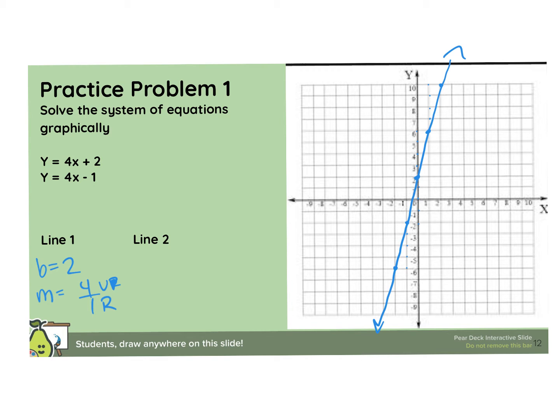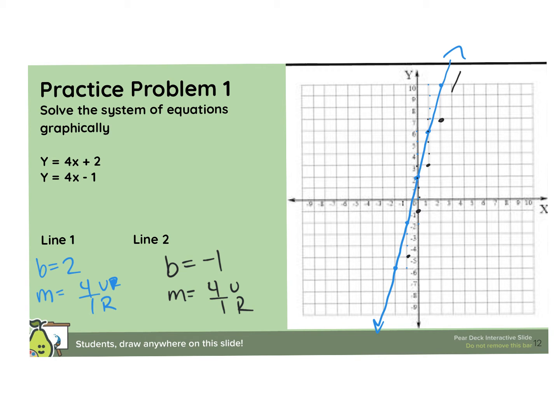Switch colors for your second line. This y-intercept is -1, which is down here. And the slope is the same, 4 over 1, so we're going up and to the right. 1, 2, 3, 4, 1. 1, 2, oh, out of room. So down, 1, 2, 3, 4, and left 1.